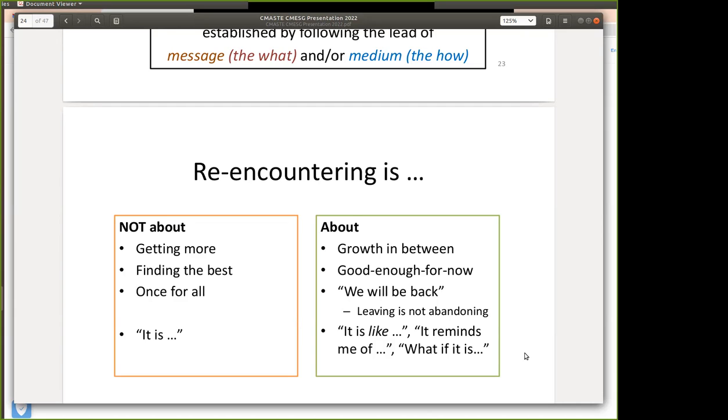And it's to take the lead of what comes to meet us and say, okay, now here is a good-enough-for-now equivalence that I generated, and we will go on to make sense or meaning, and then we will come back because there are still certain things I'm not sure about yet. So leaving is not really abandoning what we try to understand. The phrase we use most in re-encountering is: it reminds me of something, it is like something, and what if one thing is like the other.